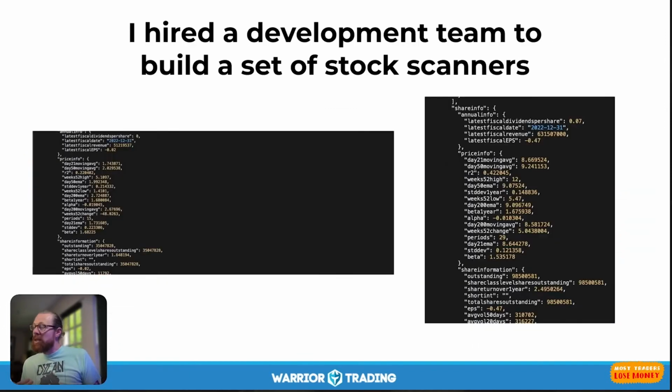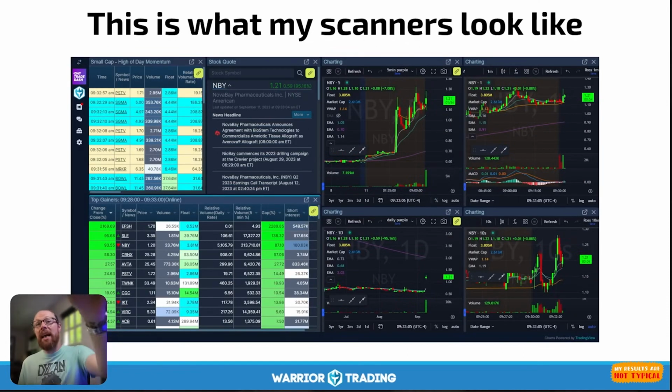So what I ended up doing was I actually hired a development team to build out a set of stock scanners that I use every day. And this is what they look like right here. So whether you're using these scanners, or you use some free scanners on FinViz, or maybe some free scanners provided by your broker, the way most retail traders find stocks to trade is by using scanners. These are scanning the entire market, searching for stocks that meet the criteria of whatever you tell the scanner to look for.